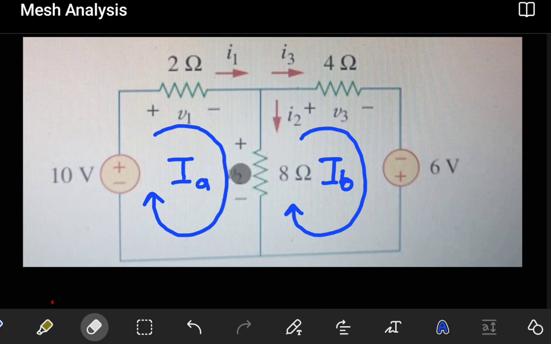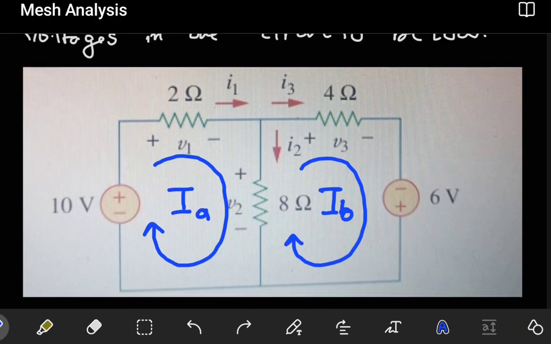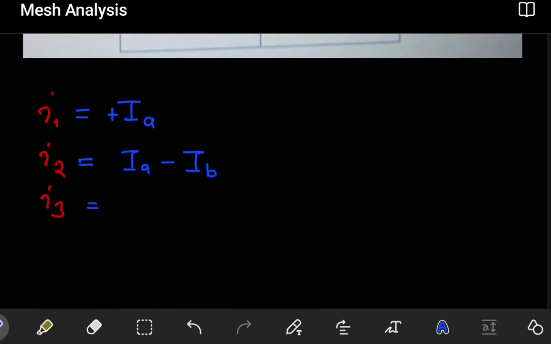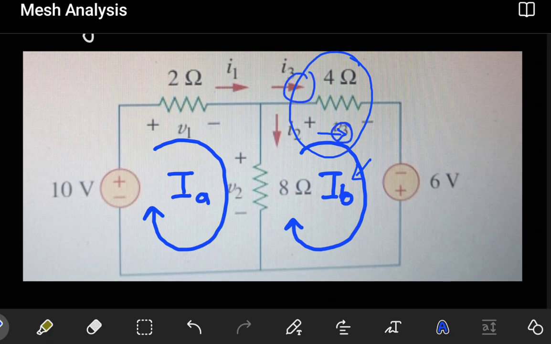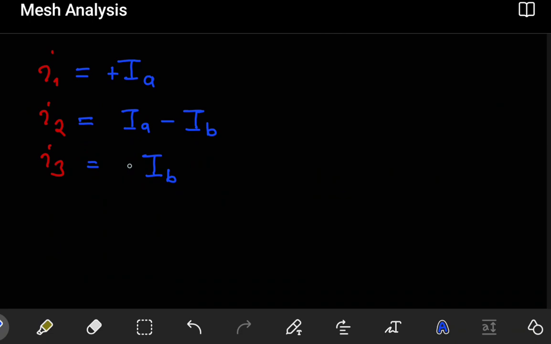The last one is I3, and my I3 is this side. So it's passing in this branch. Which mesh current affects that branch? We see that it's only IB which affects that branch. Because of that, I will conclude that my I3 is only related to IB, but is it positive or negative? When passing across the 3 ohm resistor, for example, IB is going in the same direction as my current I3. Because of that, I3 is equal to IB, positive there.